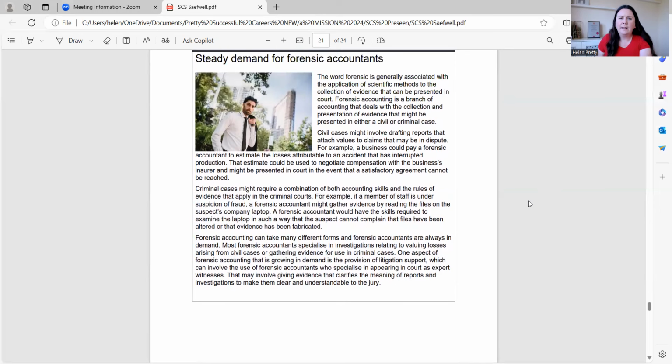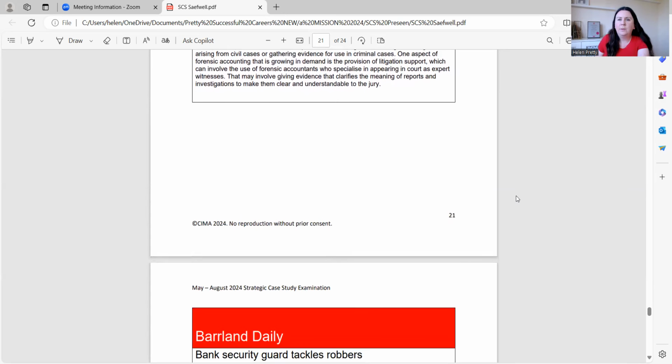Forensic accounting can take many different forms, and forensic accountants are always in demand. Most forensic accountants specialise in investigations relating to valuing losses arising from civil cases or gathering evidence for use in criminal cases. One aspect of forensic accounting that is growing in demand is the provision of litigation support, which can involve the use of forensic accountants who specialise in appearing in court as expert witnesses. That may involve giving evidence that clarifies the meaning of reports and investigations to make them clear and understandable to the jury. That's the article on page 21.